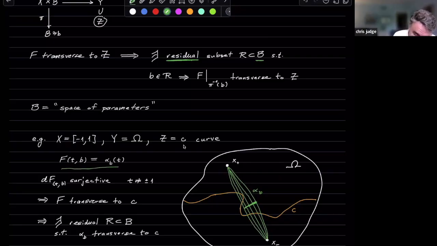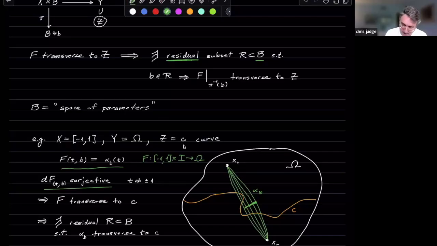Okay, and so I get this collection of curves, alpha_b of t, and the map F is going to say take an x, which is in [-1, 1], cross B, which I'm going to take to be an interval, and it takes it into omega. And if I define these things correctly, nicely, then the differential is going to be surjective, except maybe at the endpoints. At the endpoints, there's an issue, but otherwise, I have this complete family of curves.